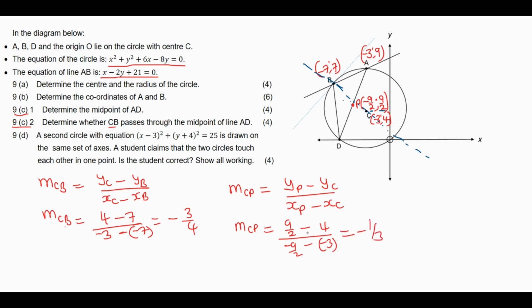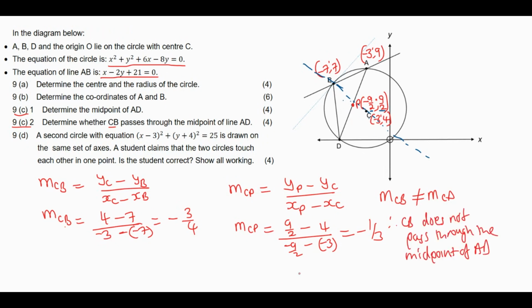If you check here, the gradient of CB is not equal to the gradient of CP. Therefore, CB does not pass through the midpoint of AD. That's method 1.